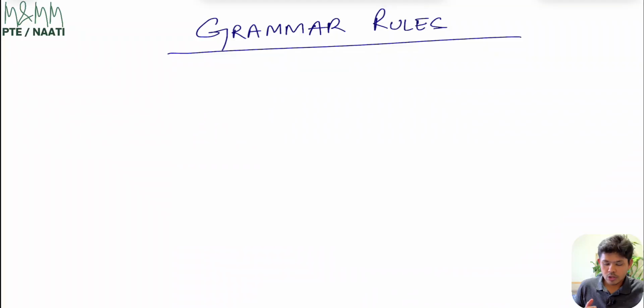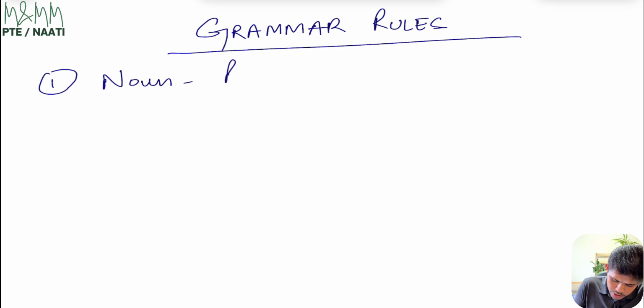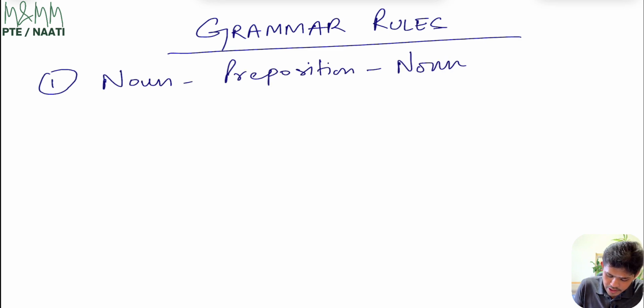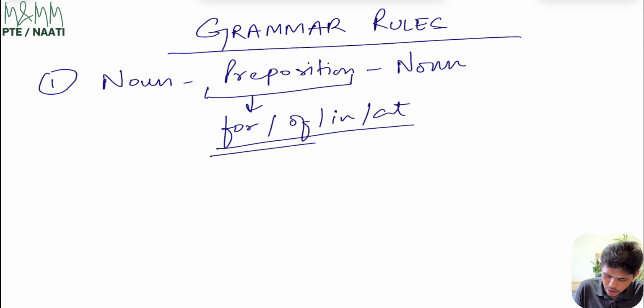I will be sharing 7 different grammar rules. Let's start from number 1. The first one that I have for all of you is noun, preposition, noun. Now let's start from the easy one. Preposition. What is a preposition? Anything that is for, of, in, at, these words are prepositions.